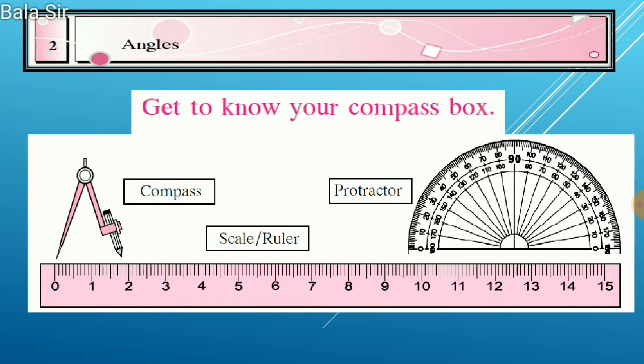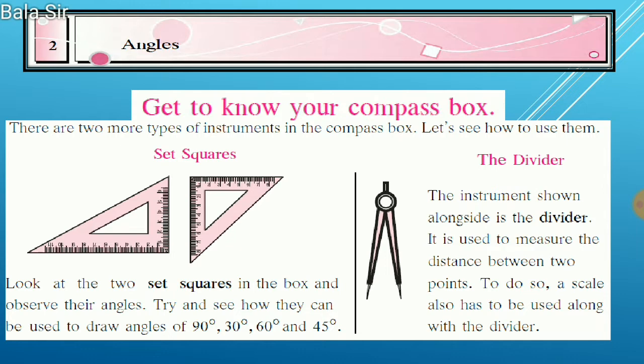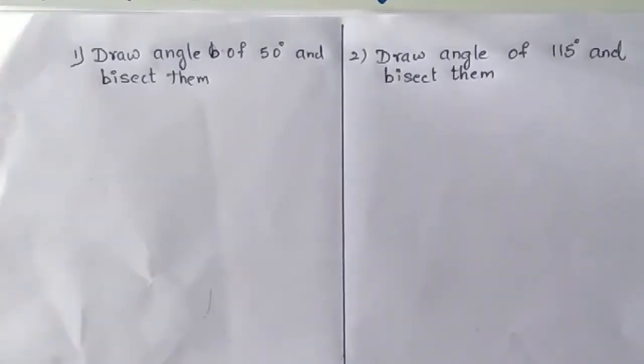This is a compass, protractor, set ruler, set square and divider. This you should know from the compass box. Now let's start to draw an angle bisector. How to draw an angle bisector using a compass.